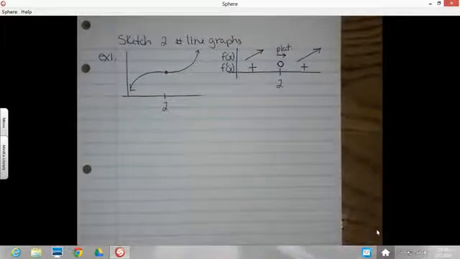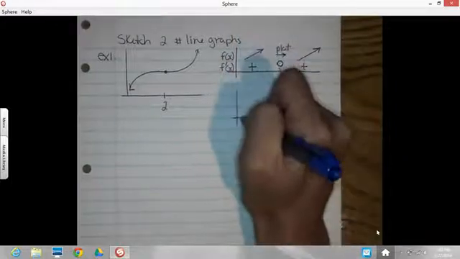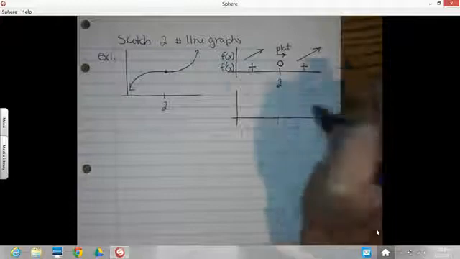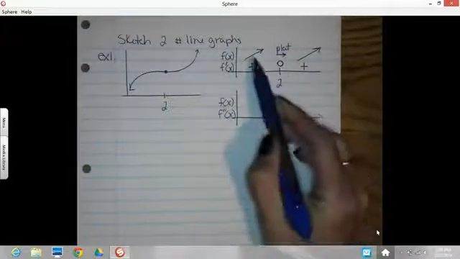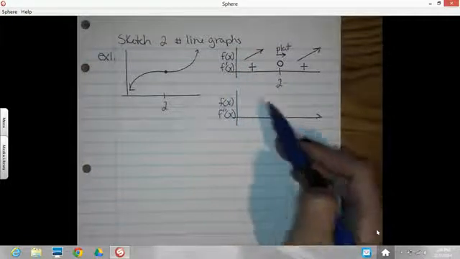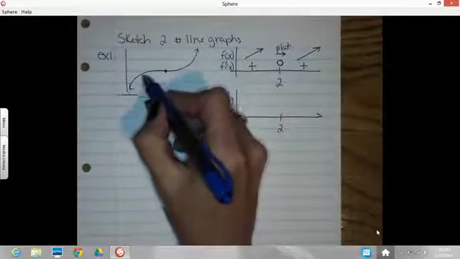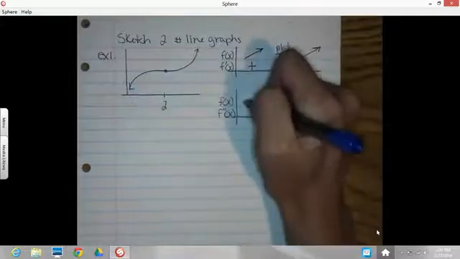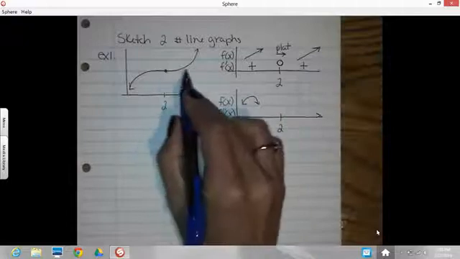Okay, the second number line graph is about concavity. So you put your critical point in. F of x is on the top again, and then the second derivative is down here. So on the first one, I care about whether the function is increasing or decreasing. Now I care about concavity. So up until the 2, this graph would be considered concave down. So I just do this, concave down. After the 2, it's concave up. So I do this.